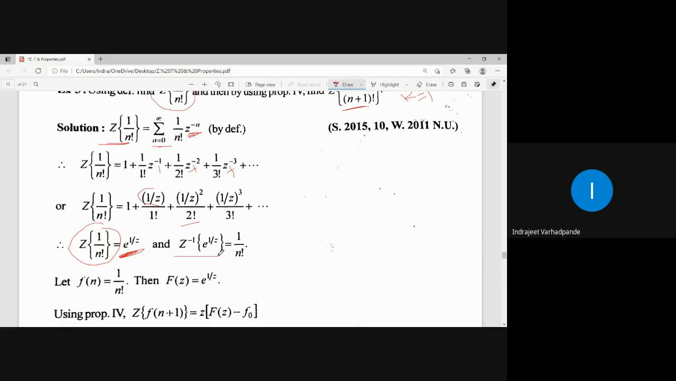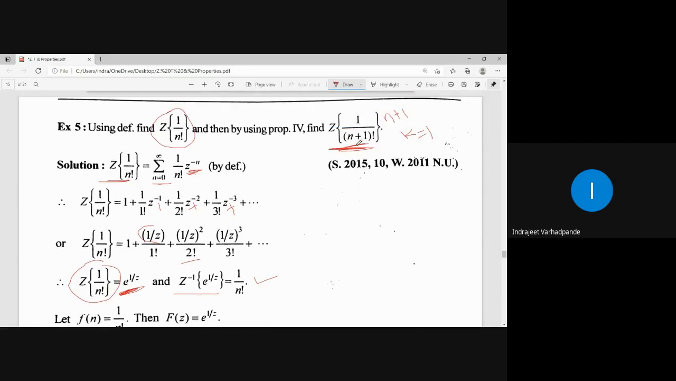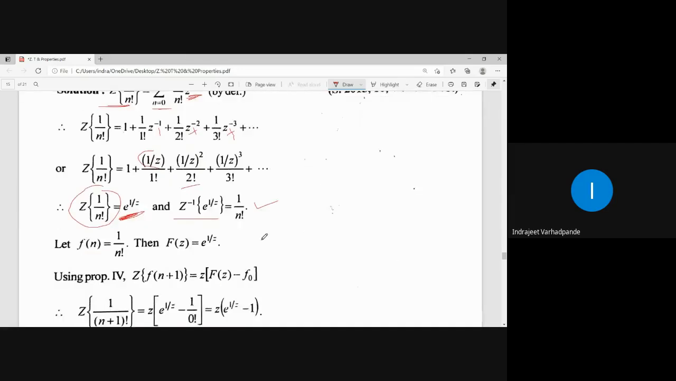What will be its inverse? Z inverse of e to the power 1 by z will be 1 upon n factorial. So this is the first part. Using this, I will now have to obtain the value of z of 1 upon n plus 1 factorial. F of n is 1 upon n factorial. So f of z comes out to be e to the power 1 by z.